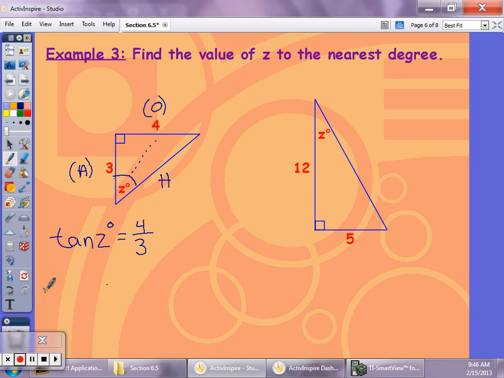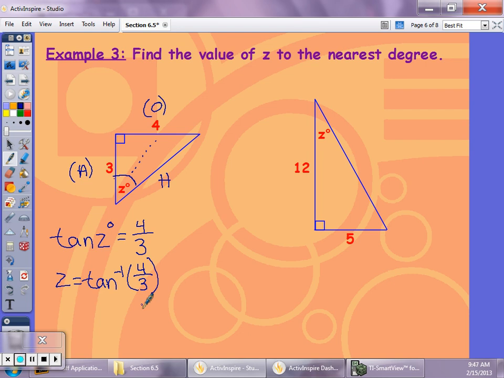So in our calculator, in order to go from the side length back to an angle measure, we're going to have to take the inverse function. So in our calculator, to get Z, we're going to take the inverse of tangent, and we're going to multiply that by the ratio of 4 to 3. So the notation of taking the inverse is tan to the negative 1. So this is what we're looking for when we plug this into our calculator.